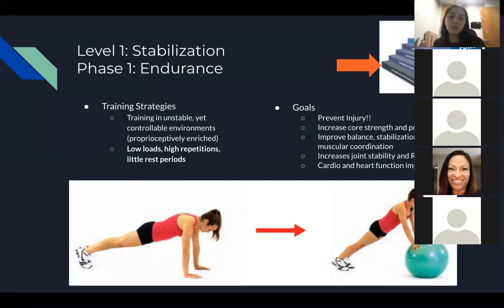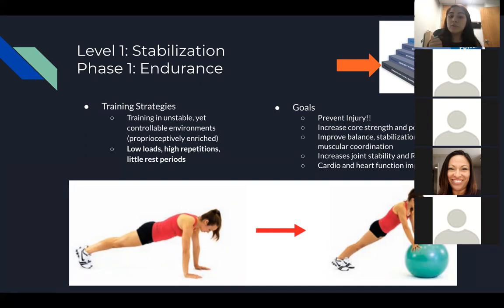And one way that you can create an unstable environment is just increasing instability in your exercises. So, for example, here's a push up, and if you want to make it more proprioceptively enriched, you can add different things that will challenge your balance, challenge those joint muscles, and all those things. And when you're doing these kinds of exercises, you want to do low loads and high repetitions with little rest in between to get that cardio in.